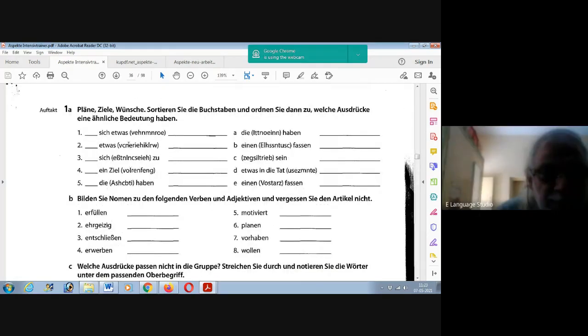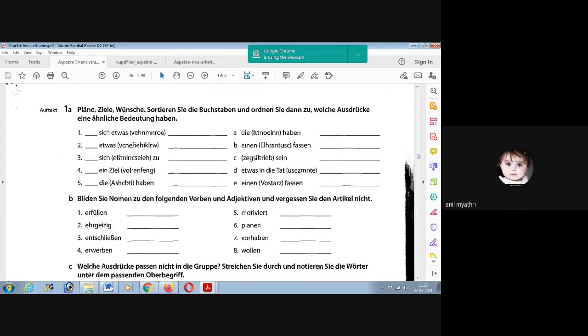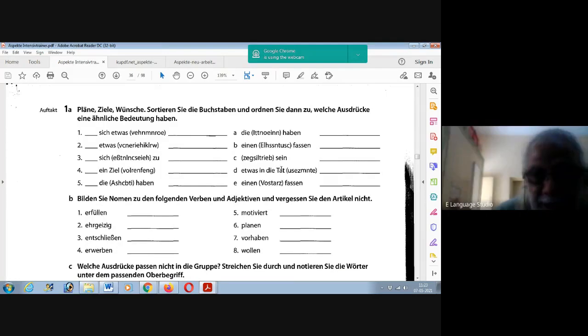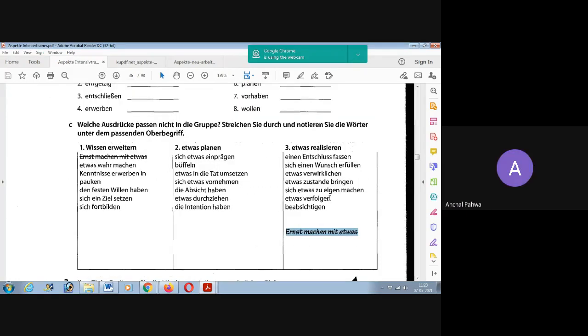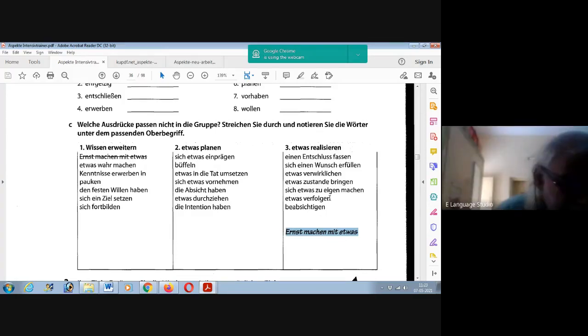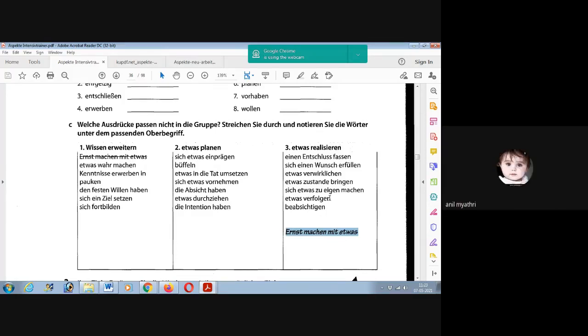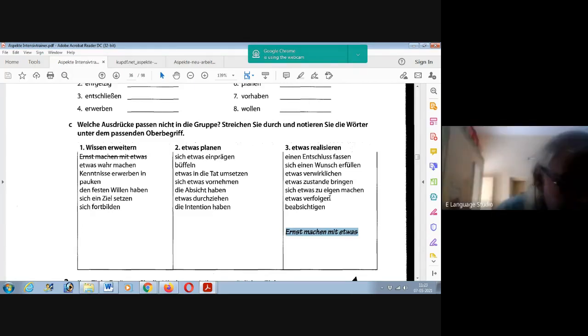Okay. Oben, ne? 1a. Etwas verwirklichen, in die Tat umsetzen, ne? Hier. Ja. Okay. Und später sich etwas zu eigen machen. Eigen machen kommt 1. Yeah, it has to be Wissen erweitern, to make it your own. That means it's your own knowledge now.